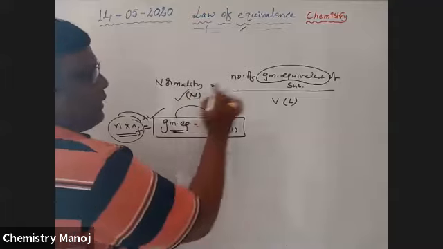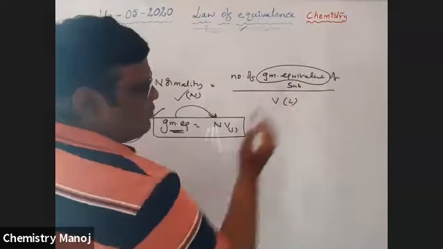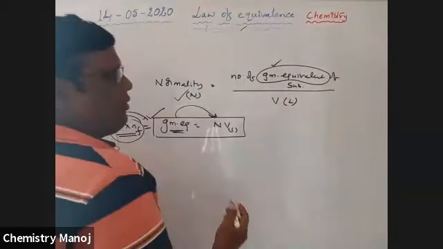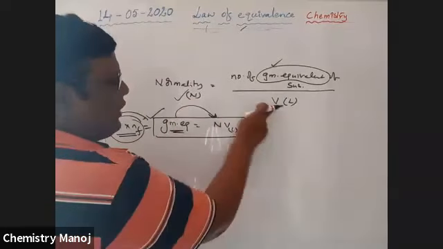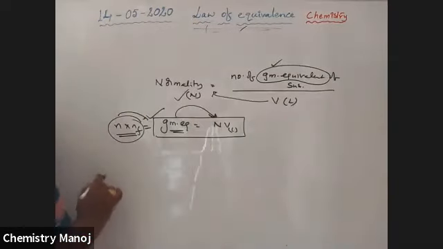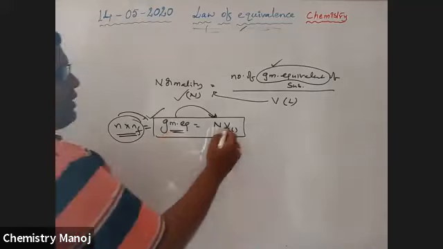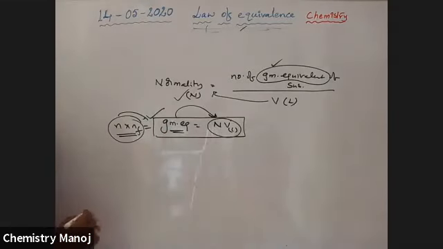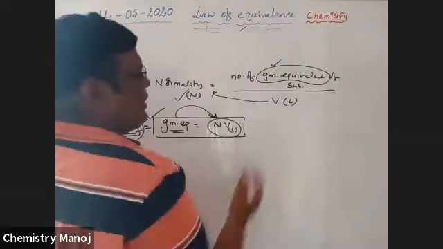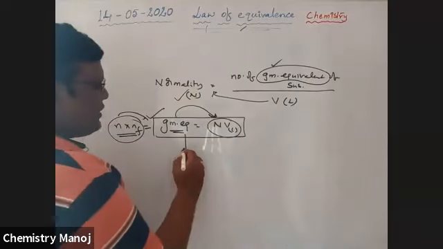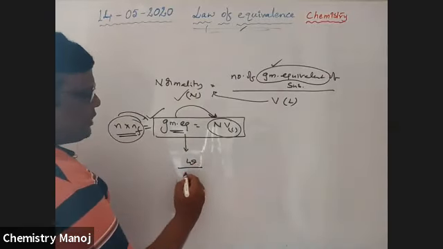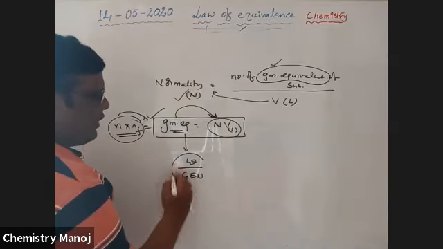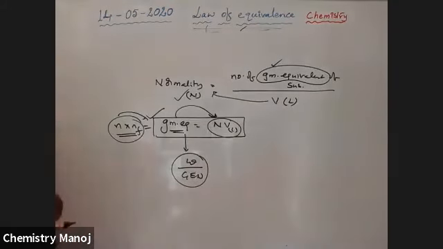Now, normality, the formula is the number of gram equivalents by volume in liters. I want to find out gram equivalent. Gram equivalence is equal to normality into volume, by cross multiplication. That means gram equivalence is equal to normality into volume in liters. Now, how to calculate gram equivalence? This gram equivalence is also calculated as weight of the substance by gram equivalent weight of the substance.